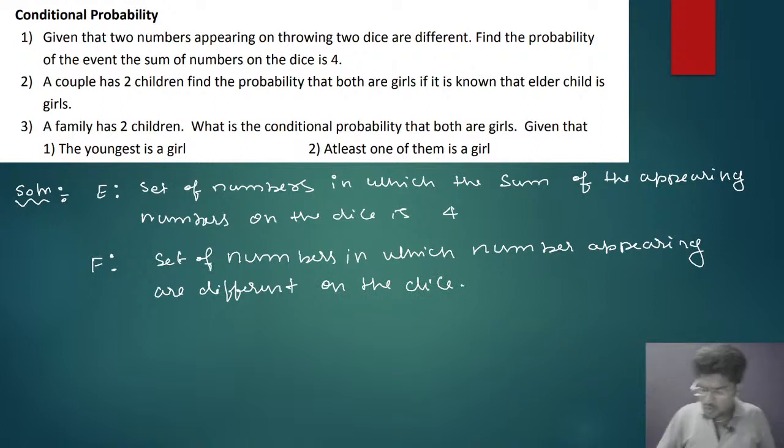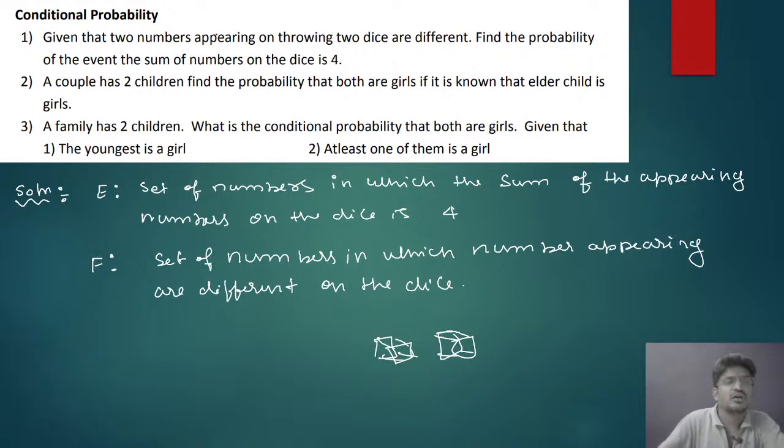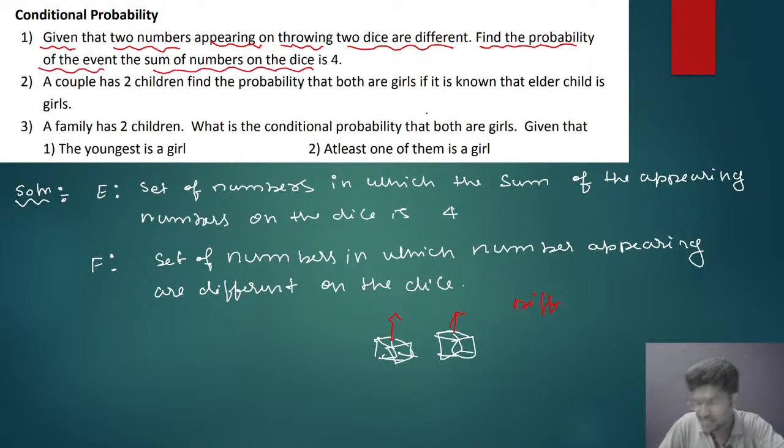Okay. So now, who has not understood this problem? For those who have not understood, I am explaining again. See, there are two dice like this. Given is that the two numbers appearing on throwing two dice are different. What you have to find is the probability of the event that the sum of the two numbers on the dice is 4.